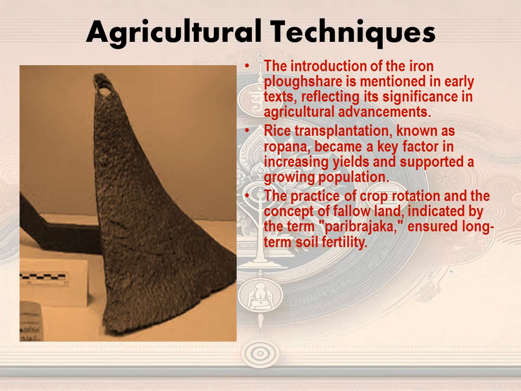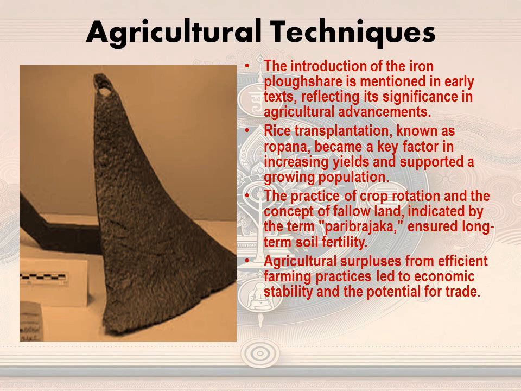The practice of crop rotation and the concept of fallow land indicated by the term paribrajaka ensured long-term soil fertility. So there were rotational crop practices, which means different kinds of crops would be cultivated in the same land throughout the year, and that increases the fertility of the soil. And also the concept of fallow land has been indicated by the term paribrajaka.